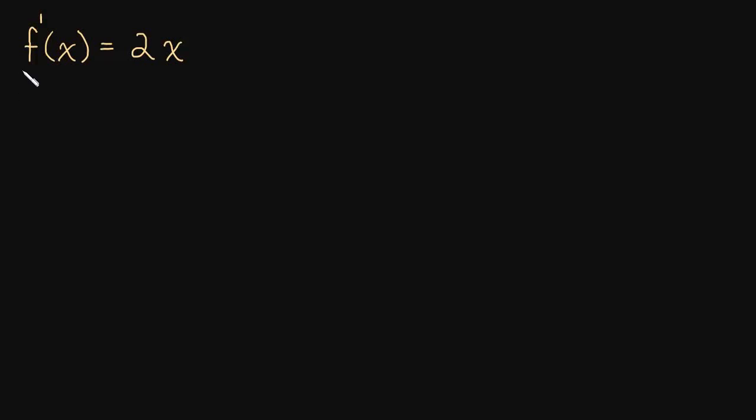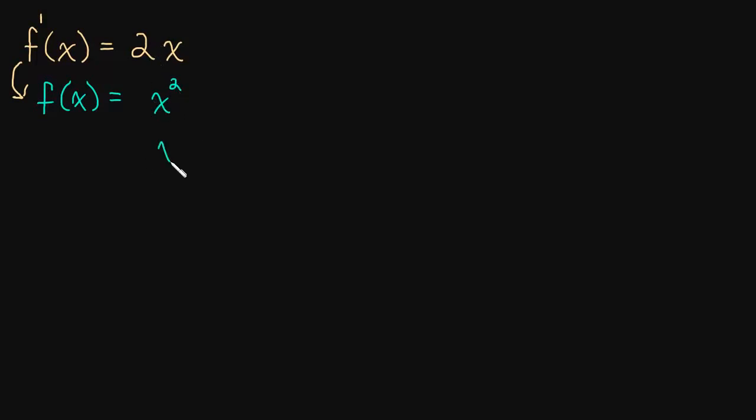Suppose I tell you that the derivative of a function is 2x, and I want you to tell me what the original function is. So what is f of x? Well, we have to ask ourselves, what do we take the derivative of to get 2x? What we take the derivative of is x squared. If we take the derivative of x squared, we get 2x.